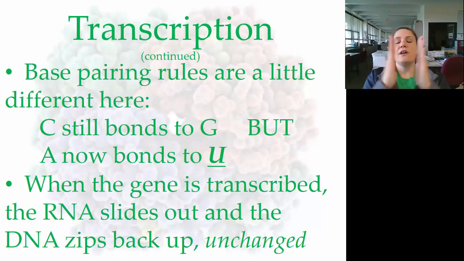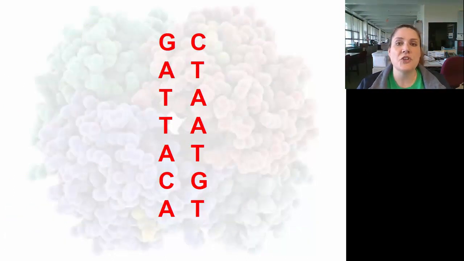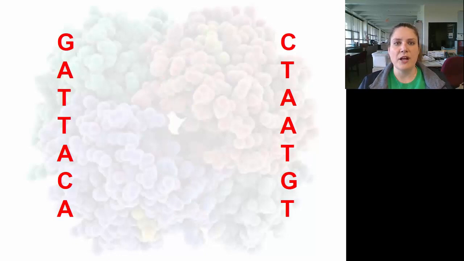You've got the old stuff, it splits apart, RNA gets made, RNA leaves, DNA zips back up again, and we're all good. Okay, so here's our DNA. It's my Gattaca gene. It's my favorite gene to use as an example. So here's my DNA. I've got my Gattaca gene. The DNA is going to split up, and now the RNA is going to be made.